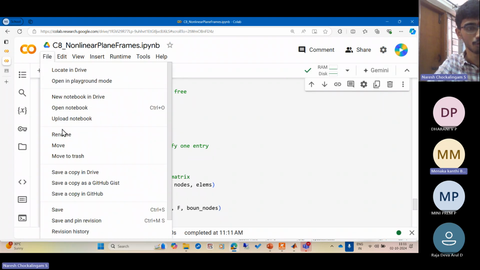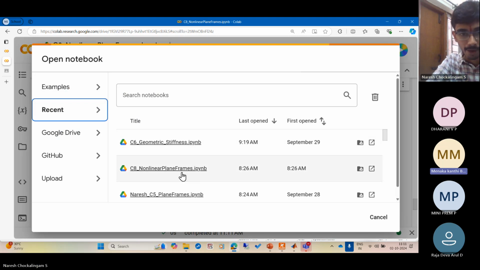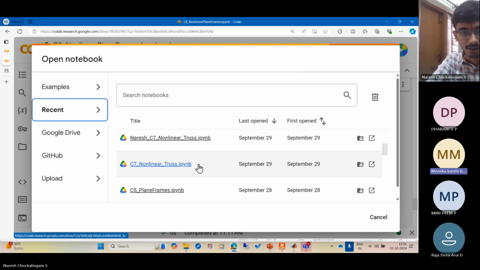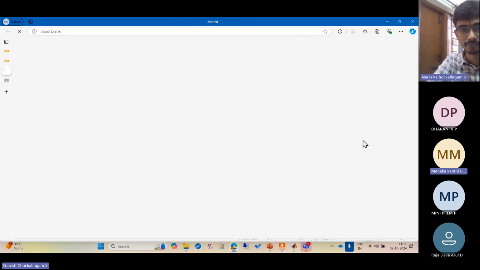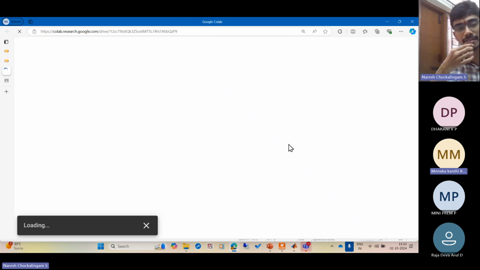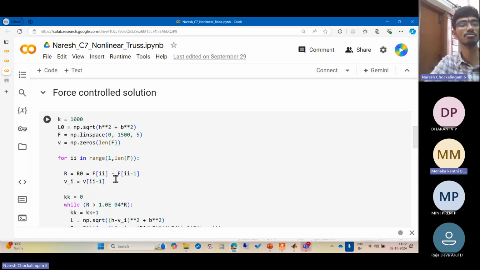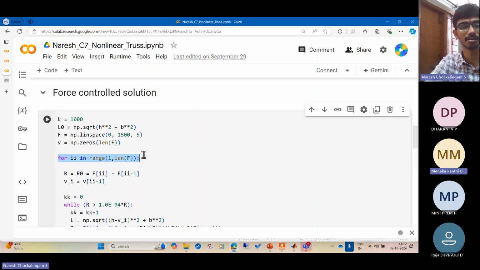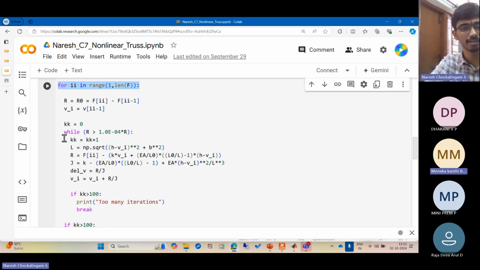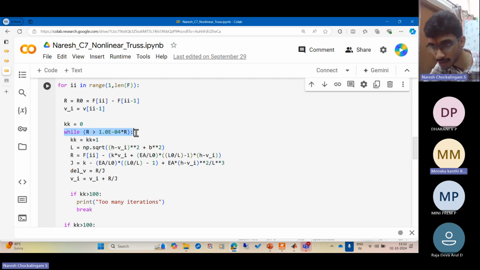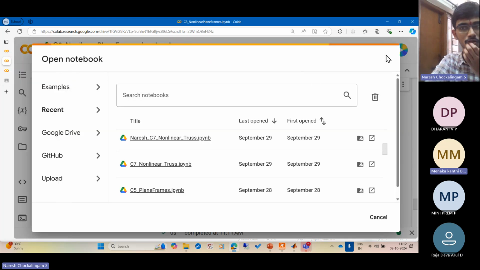I'll open the nonlinear truss. What did we do last time? We had two loops. One loop is to increase the load, and for every increment of the load, we had to ensure that the residual is going close to 0. This was the force control solution. So now we'll do the same thing. First, let us construct a loop outside.